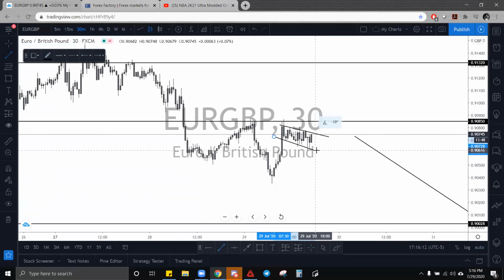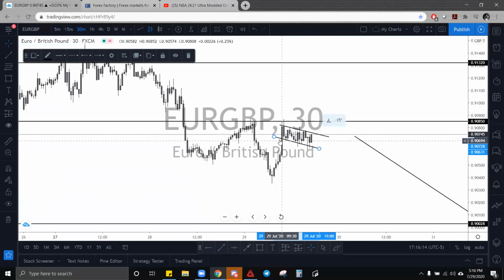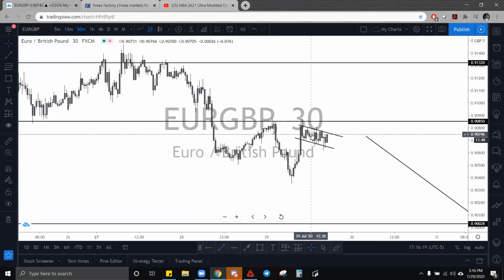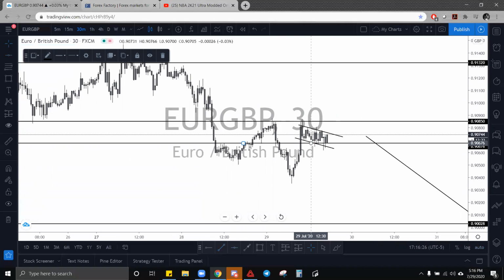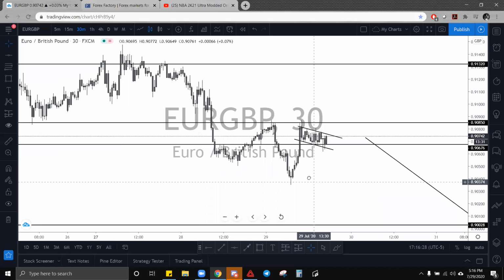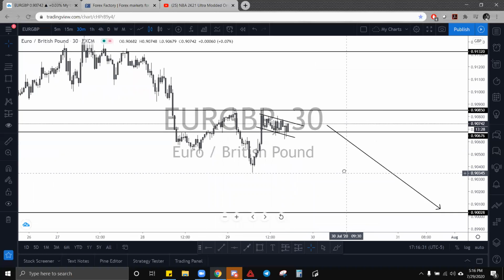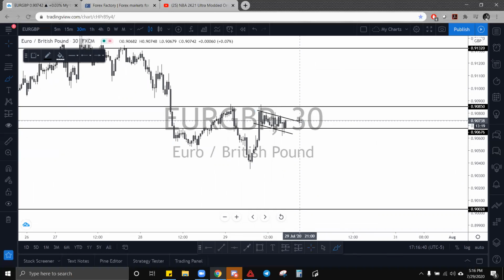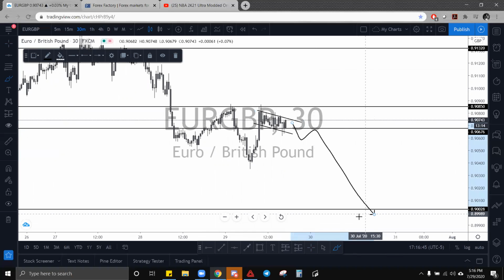I don't know if you see that. At the same time, I'm also seeing a potential bullish flag, right? And the market's not breaking this level of support right here. So at the same time, you can also potentially look for buy opportunities. I would not take a short until I see this. Then I'll take a short.